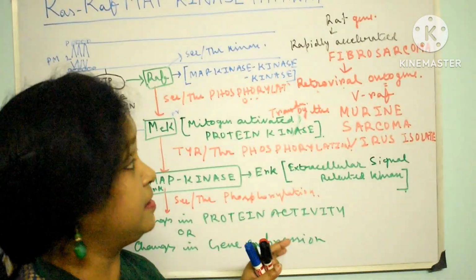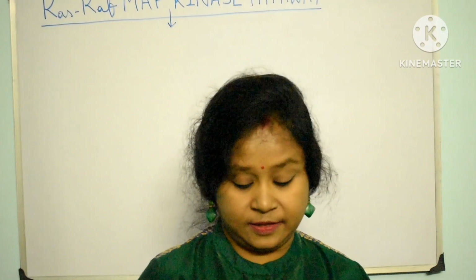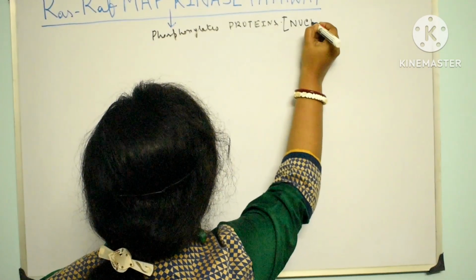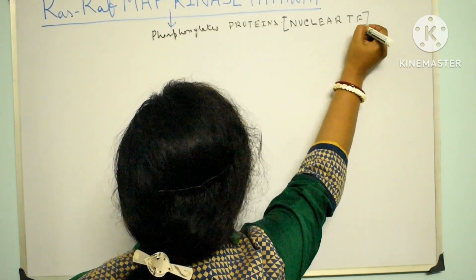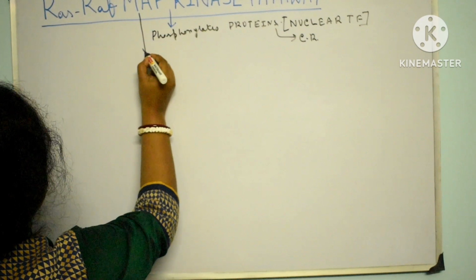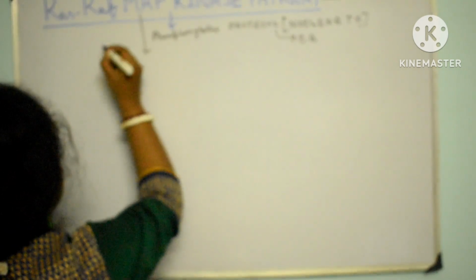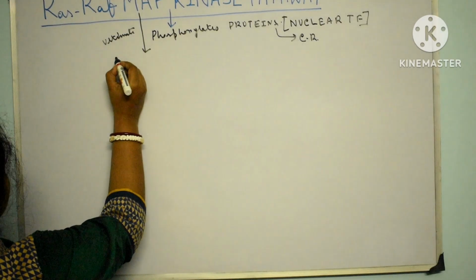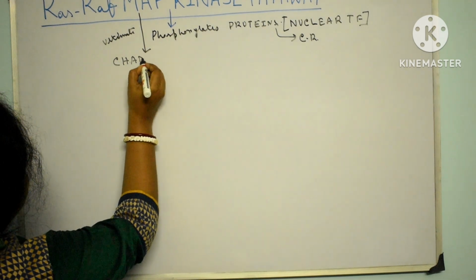But between these two steps, there is a lot of information. I am going to erase all this. Target. What is the ultimate target of this pathway? MAP kinase phosphorylates many different proteins, including nuclear transcription factors, and that mediates the cellular response. The ultimate effect of MAP kinase pathway is a change in the pattern of transcription.